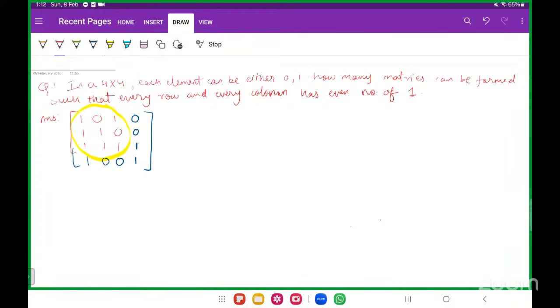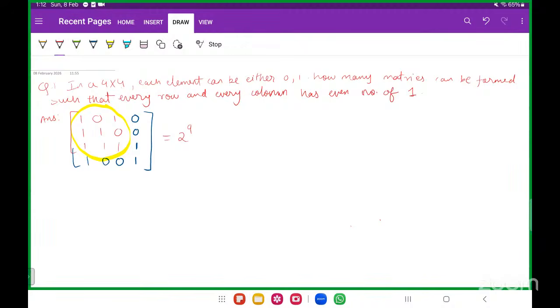So in the 3 cross 3 part, with 3 rows and 3 columns, how many total choices? 9 choices. So how many distinct such matrices are possible? 2 raised to 9.